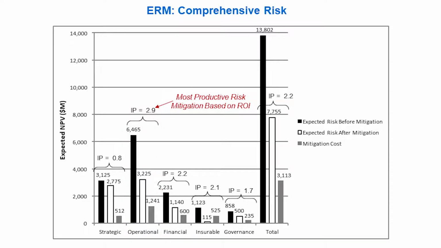And in this case, the most productive risk mitigation dollars spent would be on operational risk with an investment productivity of about 2.9. To the far right, we see the comprehensive view of enterprise risk for this corporation. And what we see is there's a risk liability of about $13.8 billion given we make no investments in risk mitigation. You can use this approach to provide an effective measure for terms like risk appetite and risk tolerance if you're using that in your enterprise risk management framework and methodology.